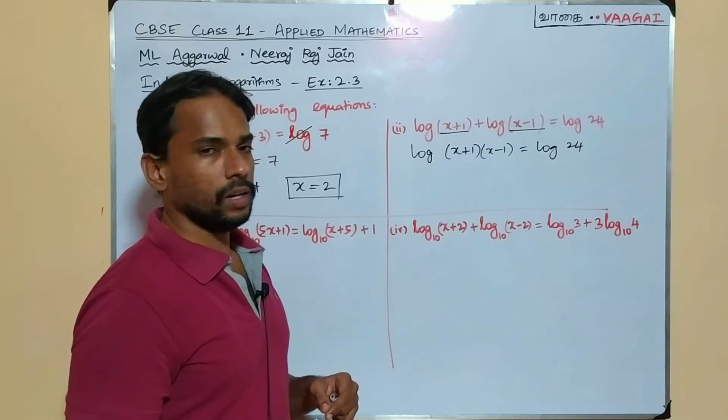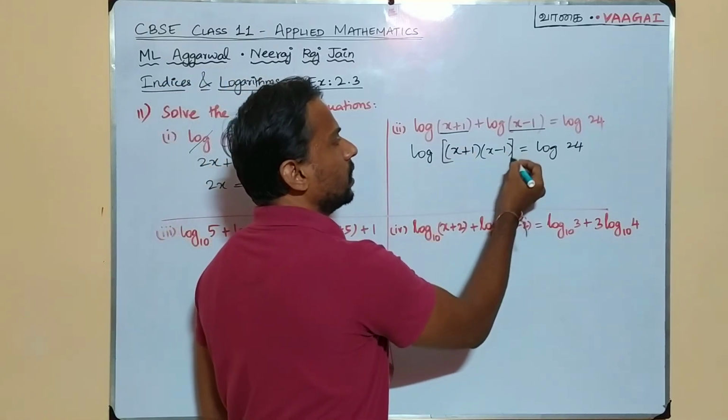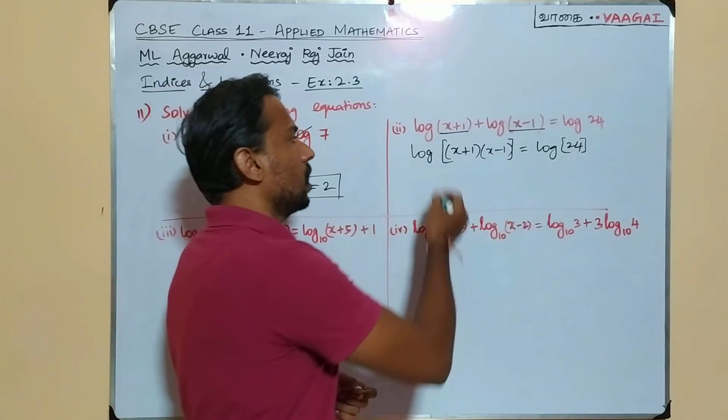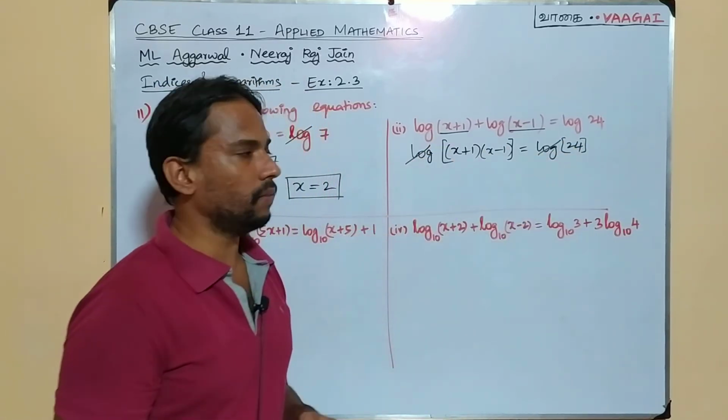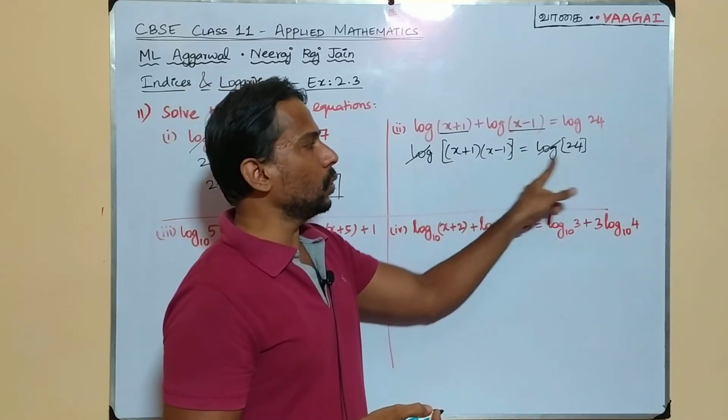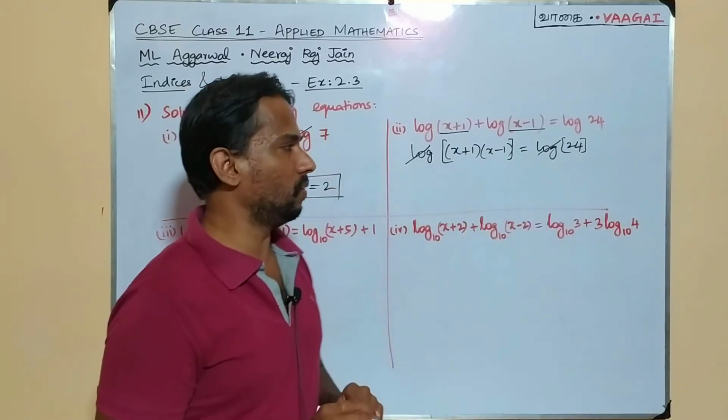And now again the same thing, since on the left hand side and also the right hand side we have logs, and that too with the same base, I can cancel the two logs. So we will be having what? We will have x plus 1 into x minus 1 is equal to, on the right hand side, simply 24. This is what we will have.